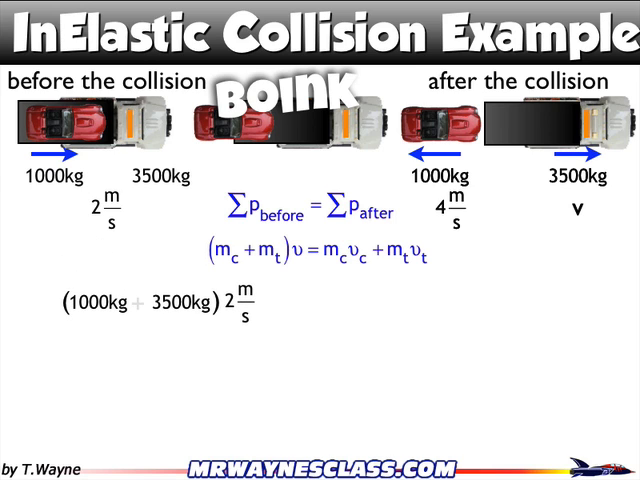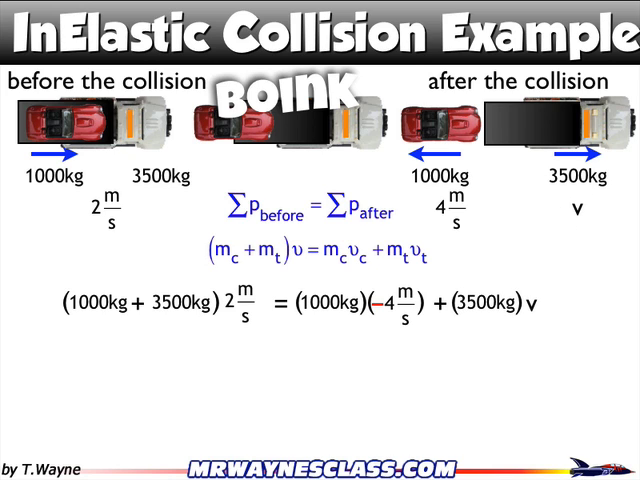So I have the combined mass of the car and the truck times the velocity, and they're both moving at the same velocity since they're connected. After the collision, I have the car at 1,000 kilograms, moving at 4 meters per second. But it's not just 4 meters per second, it's moving in the opposite direction that it was in the beginning. Because it's opposite, I use a negative sign. That's what negative signs mean. It means the opposite direction. Plus the unknown velocity. That's 3,500 kilograms times v.